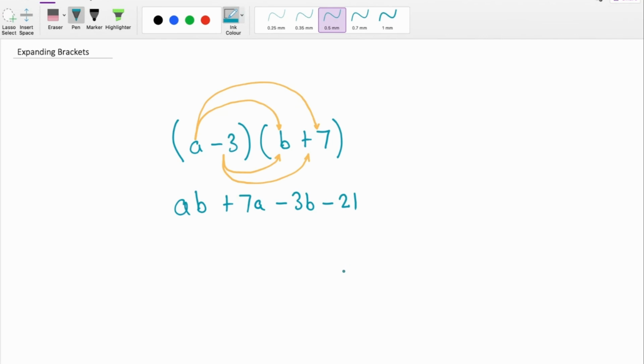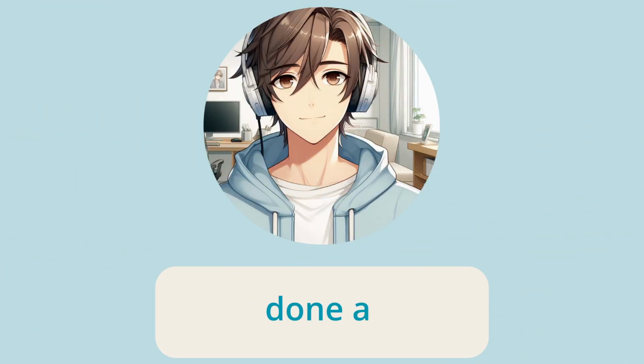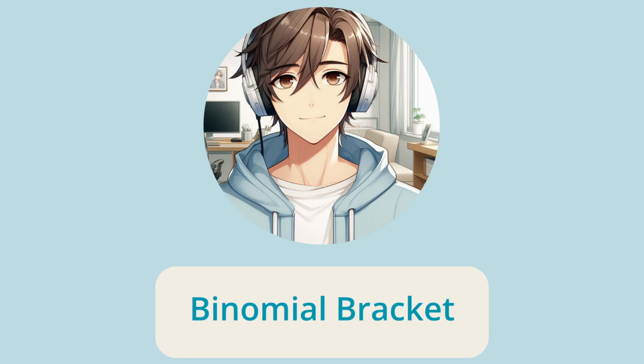The final thing to check is, do we have any like terms to simplify this further? In this case, we don't have any like terms, and as such, this is the best answer we have. Now that we've done a walkthrough of standard bracket expansion and binomial bracket expansion, have a go at doing some practice questions on your own. See you on the other side.